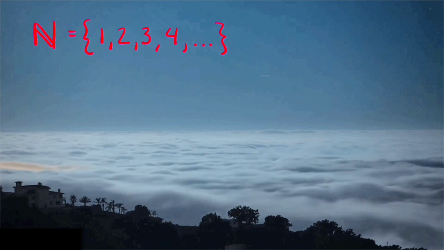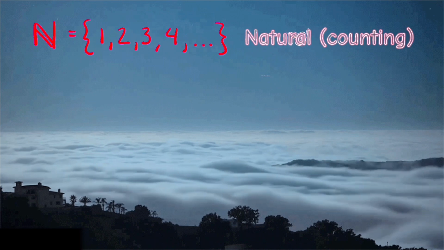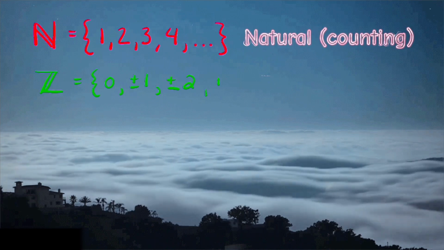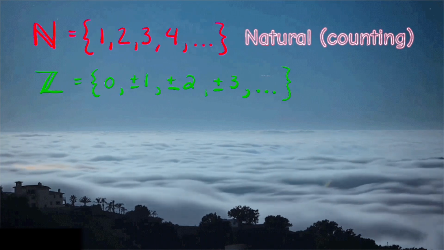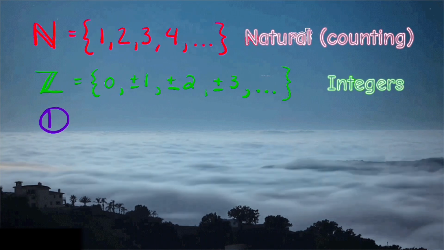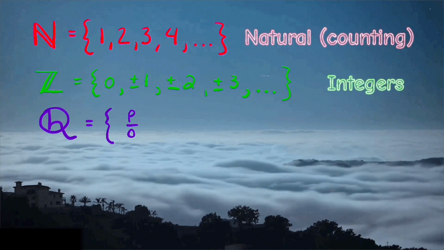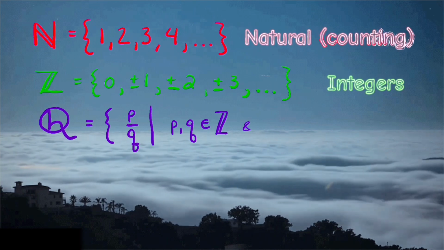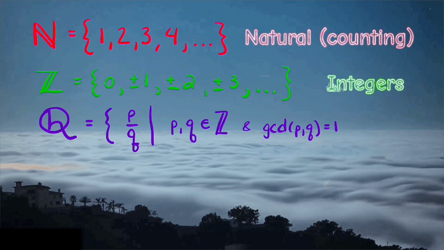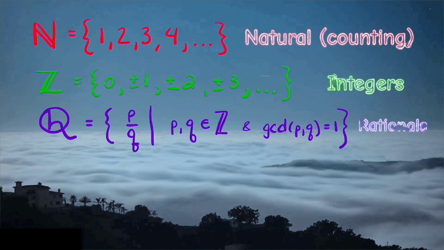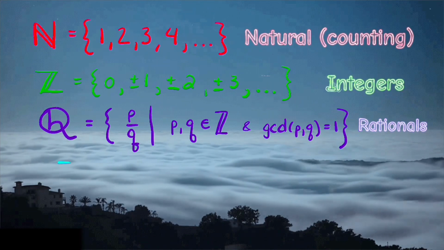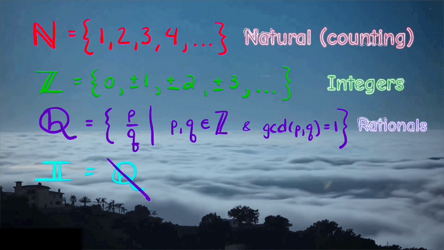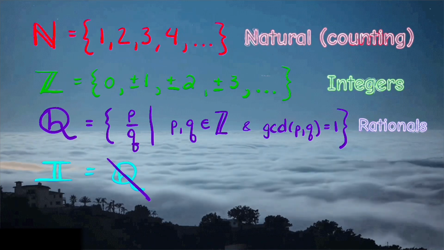If n represents the natural counting numbers 1, 2, 3, 4, etc., then Z, the set of integers, are the positive and negative whole numbers. Q, for quotient, is the set of all ratios of integers, called the rational numbers, where that ratio of two integers has no common factors. The irrational numbers are numbers that are not rational.